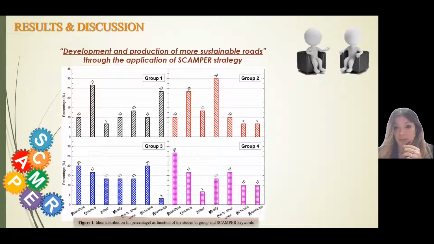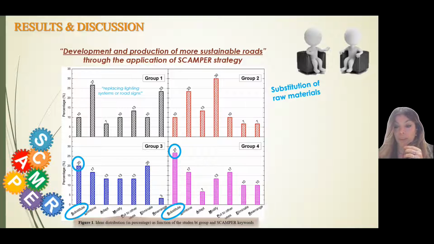Well, starting with the results, this graph shows the percentage of ideas corresponding to each keyword regarding the 4 groups of students engaged in this investigation. And from this graph, some differences between the groups can be found. In groups 3 and 4 substitution prevails, but group 1 provided alternatives that did not involve raw materials replacement, but more creative ideas like replacing light system and SiC by smart signage or renewable energy.